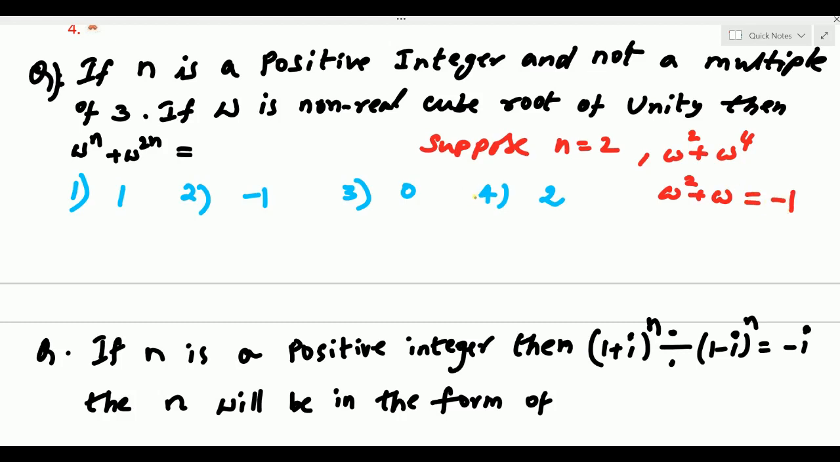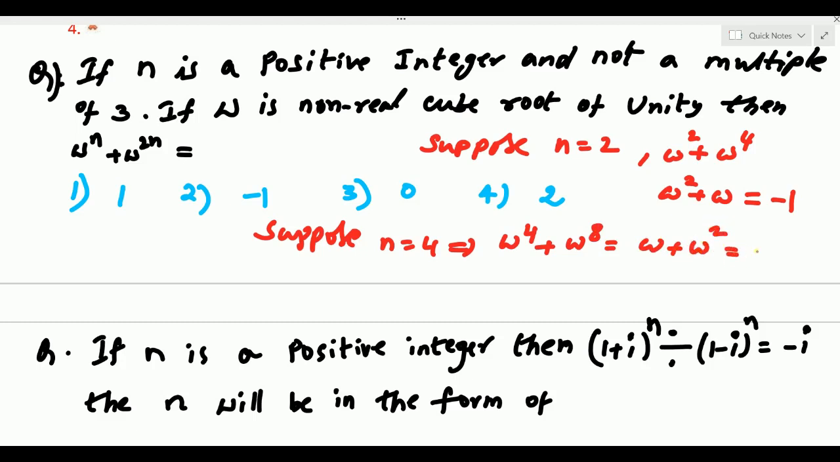So take n is equal to 2, or let us take n is equal to 4. Suppose n is equal to 4, take it. In this way, just check by the trial and error method. Suppose n is equal to 4, if you take omega power n, that is omega power 4, plus omega power 2n, that is omega power 8. Omega power 4 we can write, omega power 8 we can write as omega square. This is also equal to minus 1.